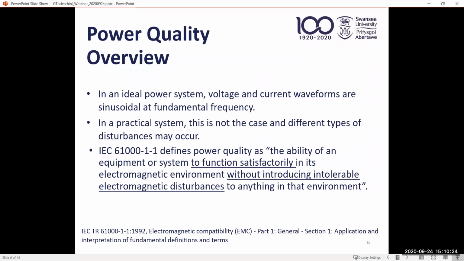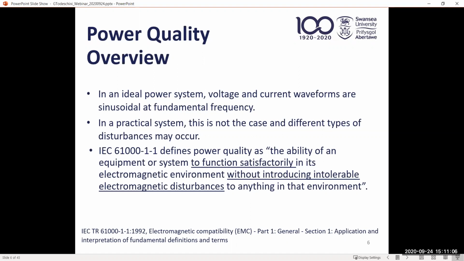So in an ideal power system, voltage and currents waveform are sinusoidal at fundamental frequency. This is an assumption that we make quite often, both when teaching or learning, and also in the practice, because most of the time we can approximate the power system in this way, and it works. However, in the practice, there are disturbances, various types of disturbances that may not be detrimental, and most of the time are not detrimental, but they change the shape of current and voltage waveforms.